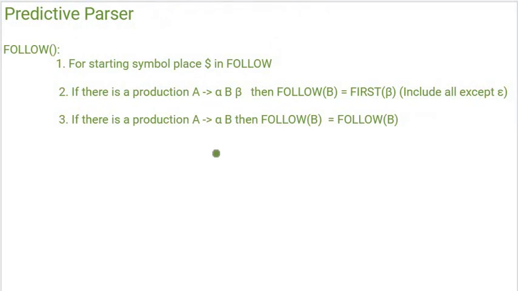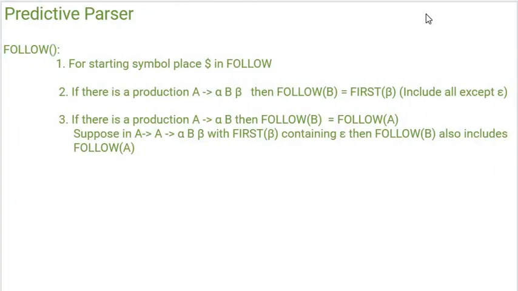So the next rule is, if there is a production like A tends to alpha B, what's the difference between the second rule and the third rule? In the second rule, after B you have some string, whereas in the third rule, after B you don't have anything. So when you have a production like A tends to alpha B, then follow of B will be follow of A. Follow of B will be follow of A.